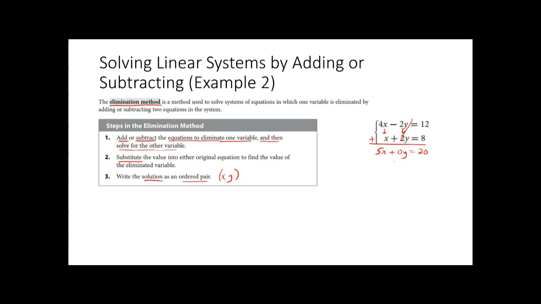So now I have 5x equaling 20. Notice how the y disappeared, because they eliminated. Because 0 times y is just 0, so it doesn't even really need to exist. All right, let's get rid of the multiplying 5 by division.